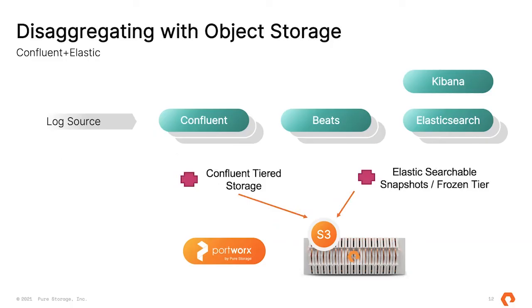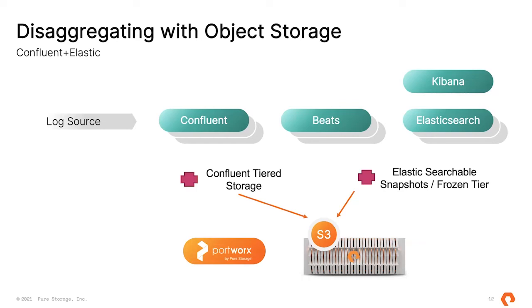The second really interesting and key feature from both Confluent and Elastic that enables simplicity in these environments is being able to disaggregate with object storage. With Confluent, the feature is called tiered storage. With Elastic, it's searchable snapshots that back a frozen tier. And both of these features operate in effectively the same way.